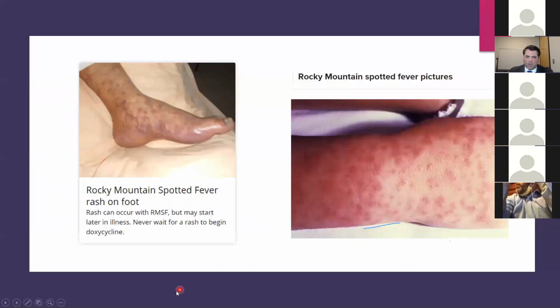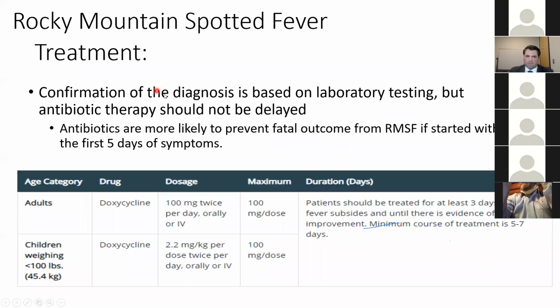And we'll talk more about that. But here you have more of the rash, and then it's showing the peripheral rash moving centrally. Yeah, confirmation diagnosis based on laboratory testing, but you shouldn't delay and wait for testing. And so adults and children, it's doxycycline. And then this is from the CDC. They have lots of these pictures smiling, showing their white teeth.